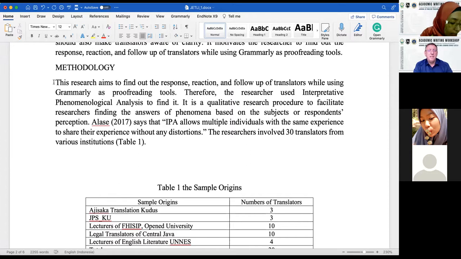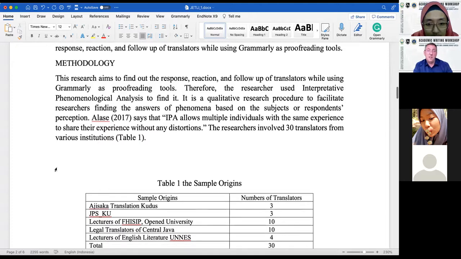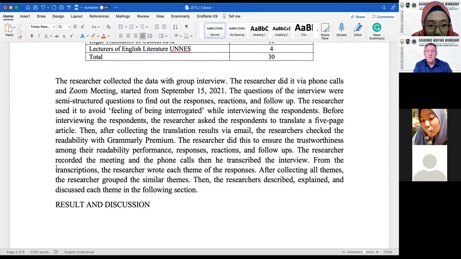So let's see the methodology. Again, this research aims to find out the response, reaction, and follow-up of translators while using Grammarly as proofing tools. I wonder if they are talking about the response, reaction, and follow-up from the customers, maybe? See, again, I'm really not sure. I'm really not sure of the research focus, so it's a little bit confusing. The researcher collected the data with group interview, phone calls, Zoom meetings starting September 15, 2021.